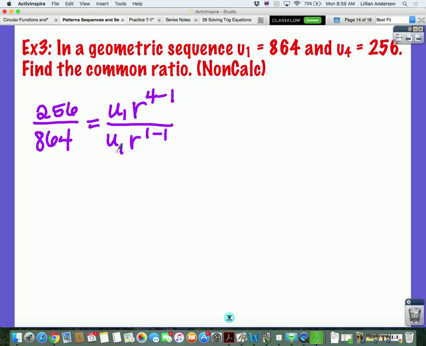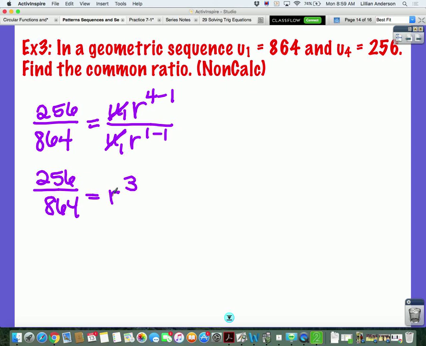Well, our u sub 1's cancel out. And then this r to the third would be divided by r to the 0, which is what? 1. So then technically this would be 256 over 864 equals r to the third. Now what I was going to say was just subtract 4 and 1 and put that as an exponent with the r, but I didn't want anyone to be like, well, why? But this is why. And that's the work that goes along with it. And it works that way every time. Just subtract where they're placed and then have it be the exponent to your r.